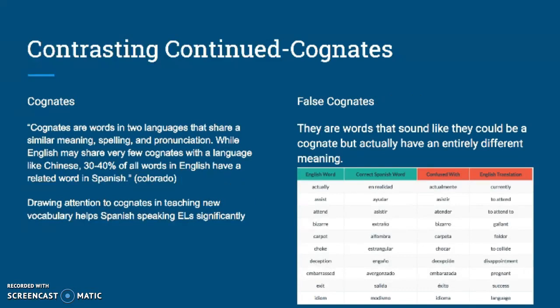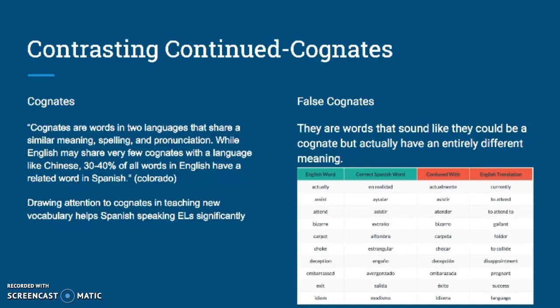One of the most important differences and similarities between the two languages is the employment of cognates. Cognates are words in two languages that share similar meaning, spelling, and pronunciation. While English may share very few cognates with a language like Chinese, 30 to 40% of all words in English have a related word in Spanish. Drawing attention to cognates for educators as an effective teaching strategy can be very helpful.